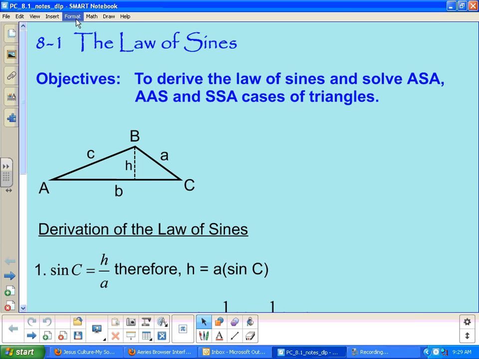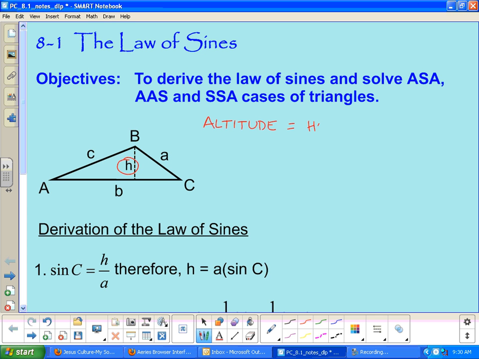Well, first of all, let's take a look at this H value. Does anyone remember or know what that is actually called? There's a technical name for that H. It's not a hypotenuse. It is the height, but it actually has a fancy name. The altitude. The altitude is the height of a triangle.